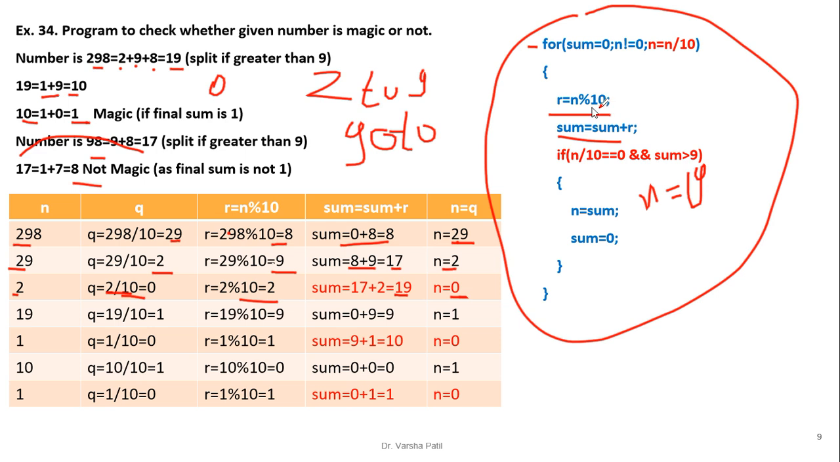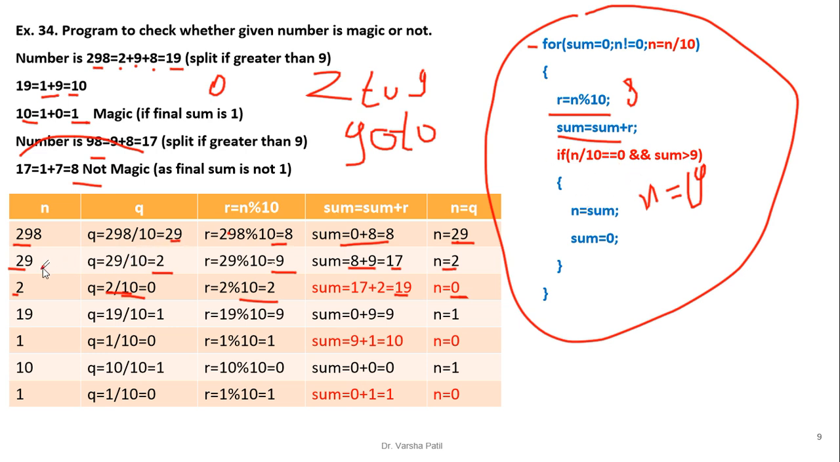See, initially first we separate out the 8, then addition takes place. At that time we will check. Now at that time number is 298. 298 by 10 is not equal to 0. So at that time, and sum is also not greater than 9. So we will not go inside the loop.